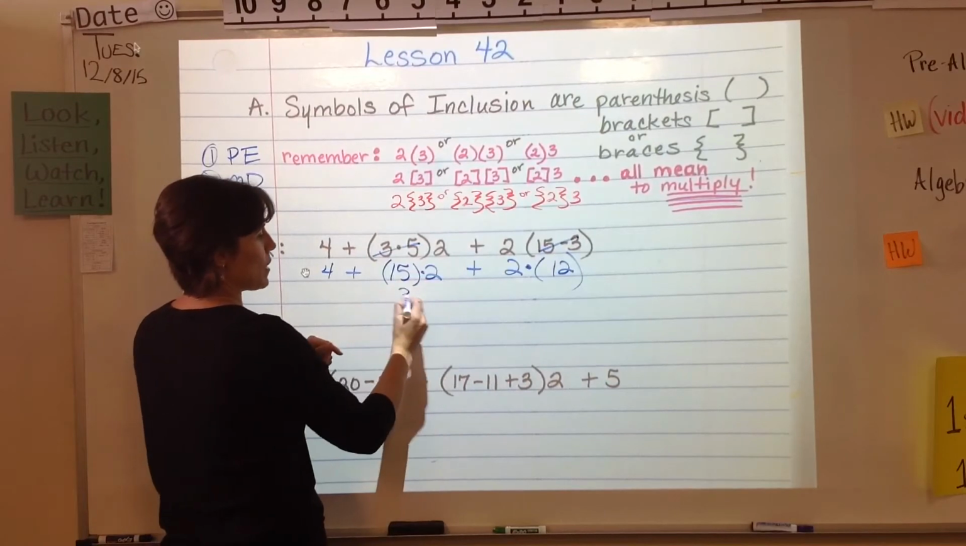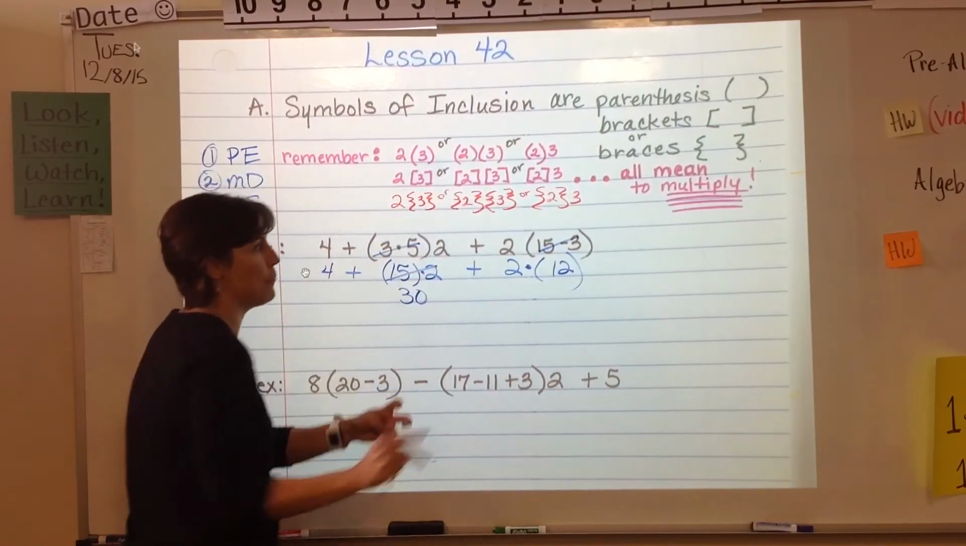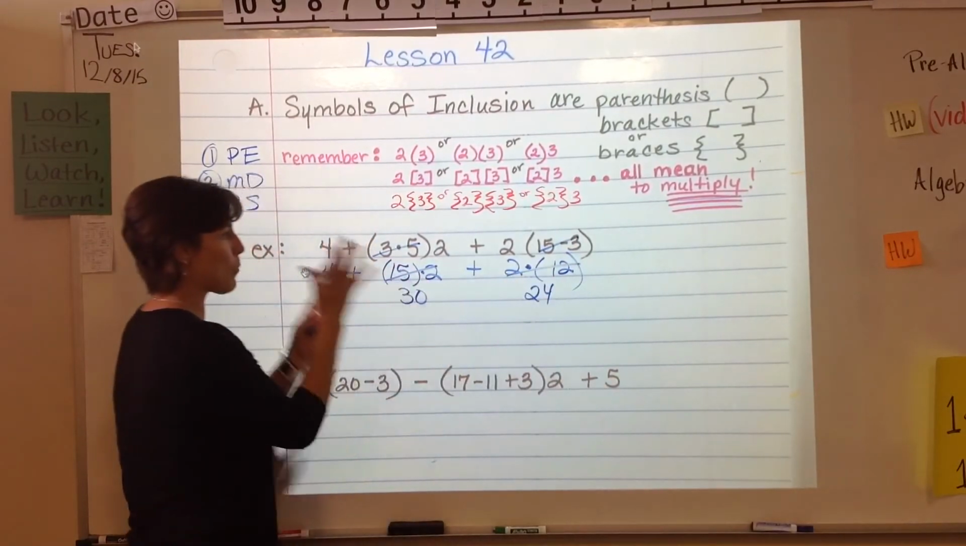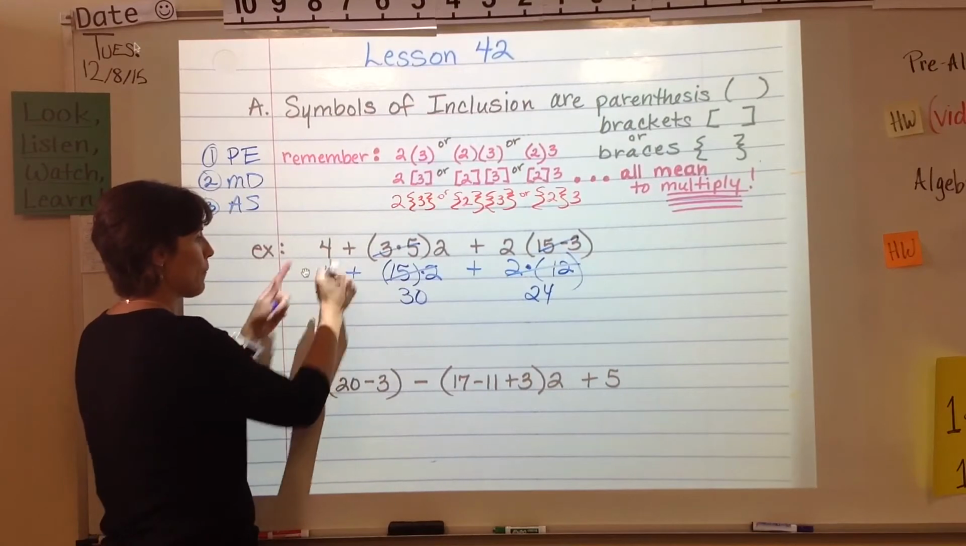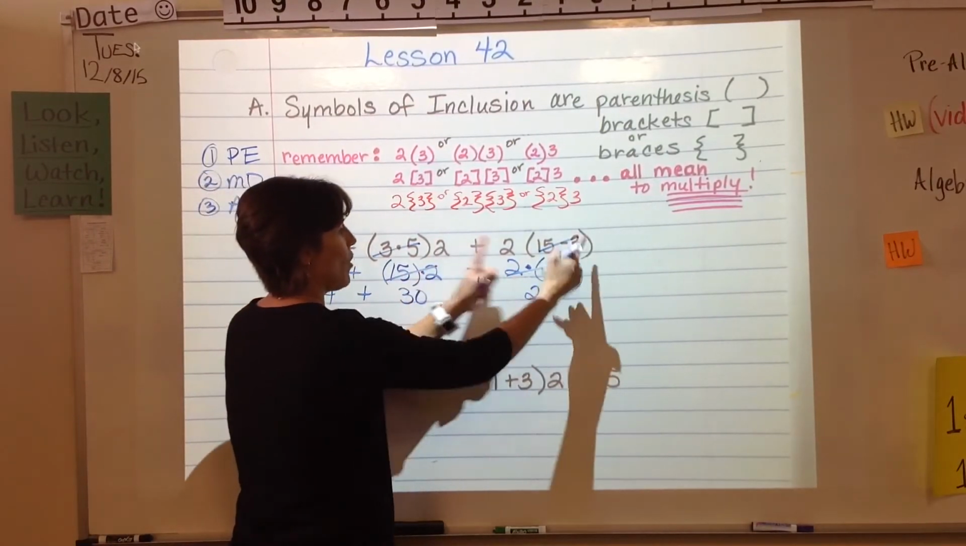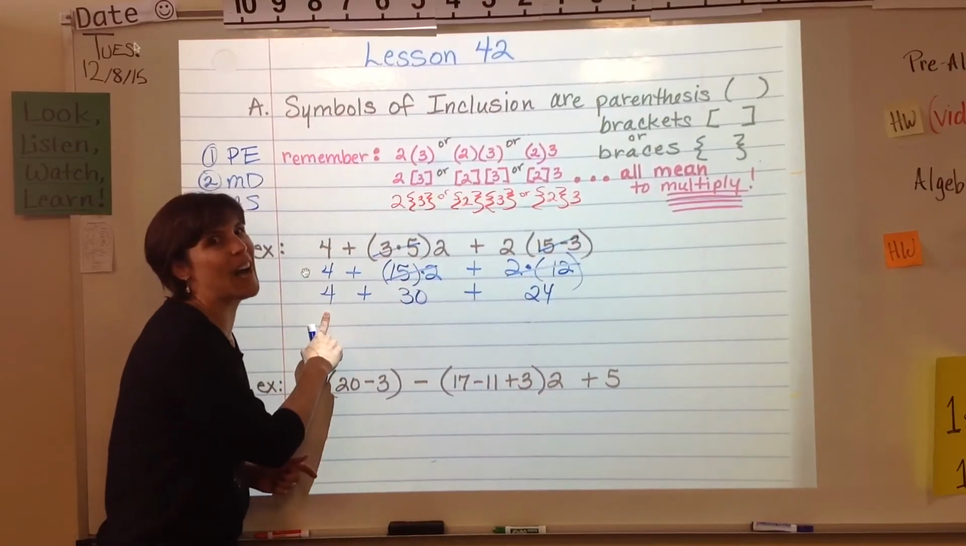15 times 2 turns into 30. I cross it out so I'll know I already performed that operation. And then 2 times 12 is 24. Cross it out because I performed the operation. What have I not performed? I've not performed that. Bring it down. Not done that. Bring it down. That turned into that. I bring this down. That turned into that. All I have left now. Look how simple it's getting. We're simplifying.